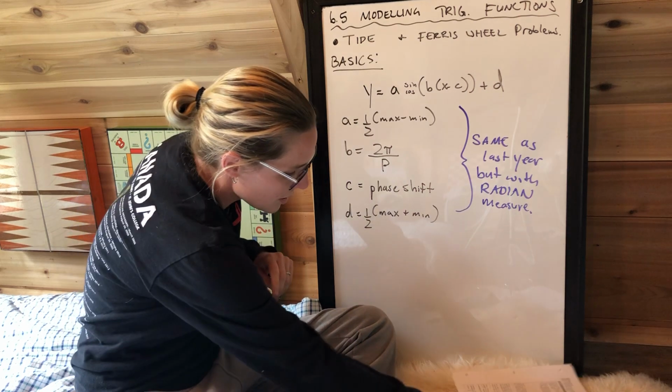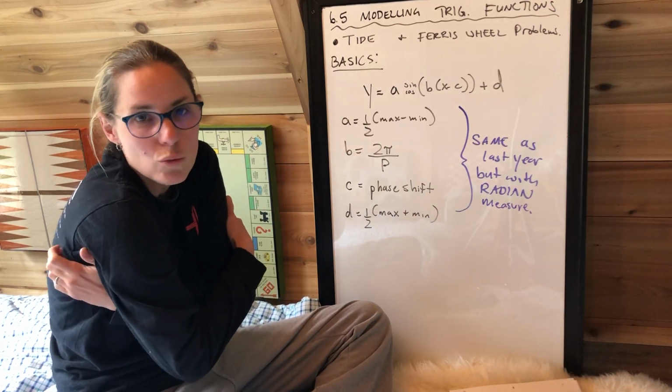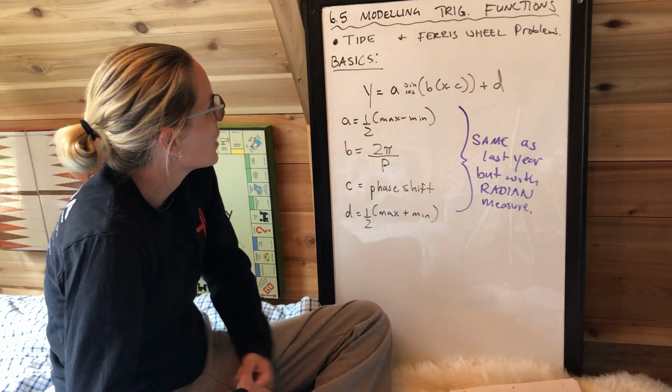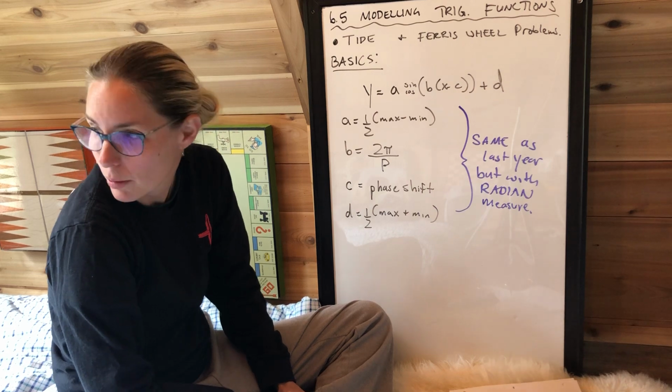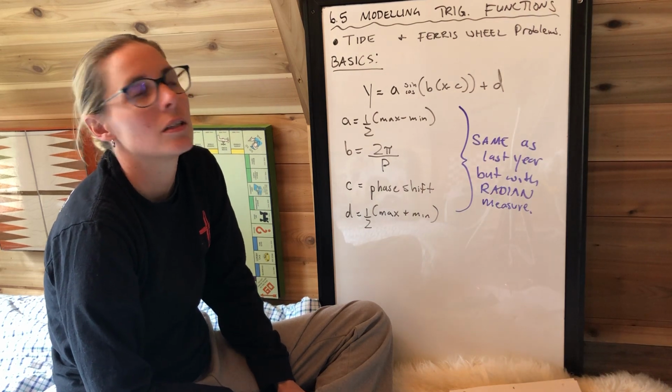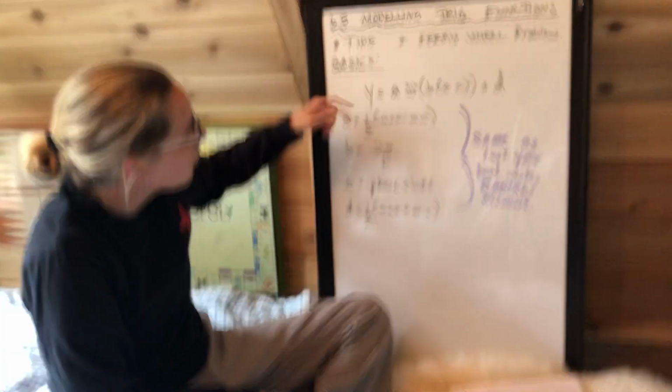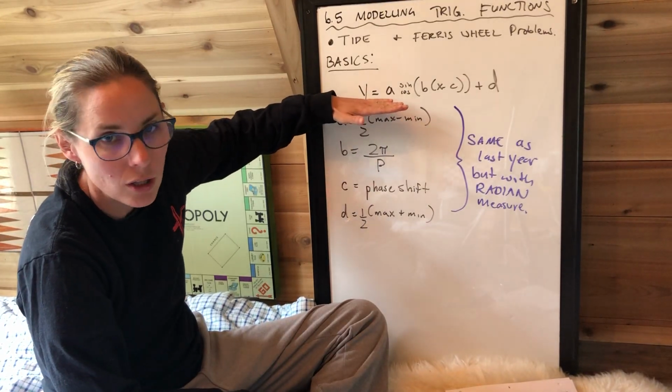So the note has 2 tide problems. I want to do 1 tide problem and 1 Ferris wheel problem. So you will remember, this is still review from 6.4.